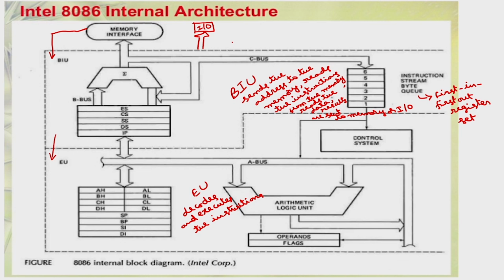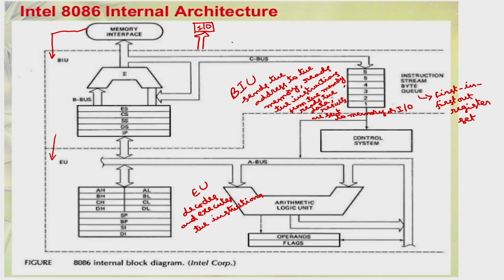If the instruction queue has space for at least 2 bytes, only then will the BIU fetch the instructions from the memory. So from the memory the instructions go to the instruction queue, from the instruction queue they go to the execute unit, and then after execution the results are sent back to either the memory or an IO device.